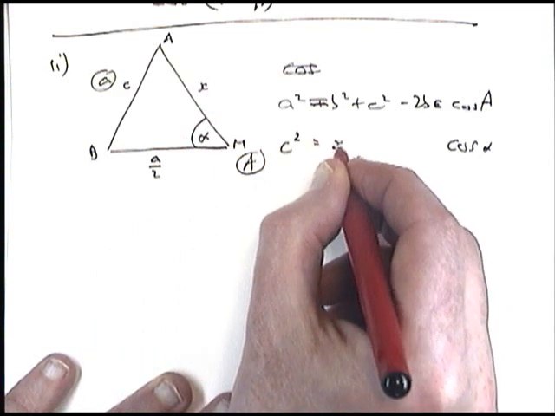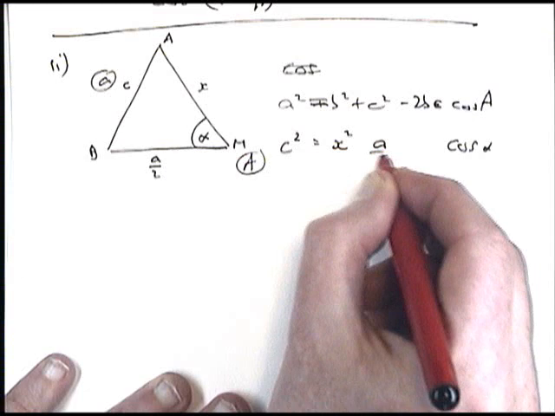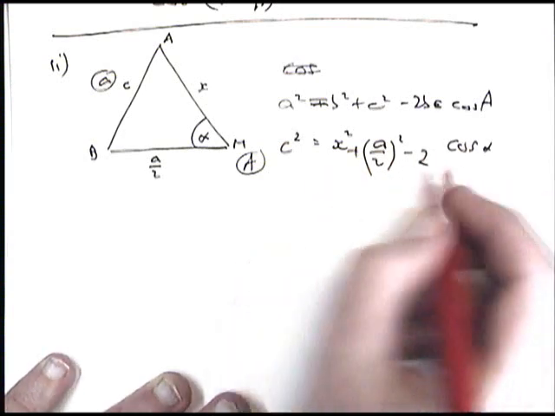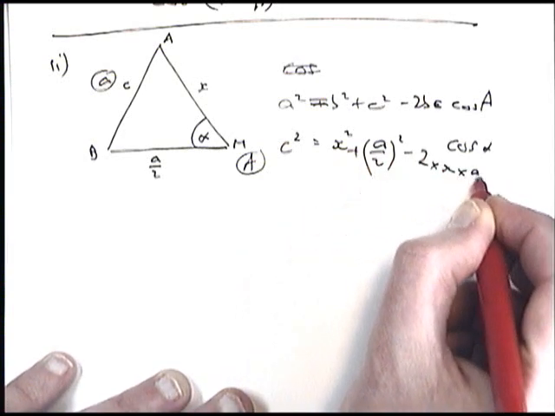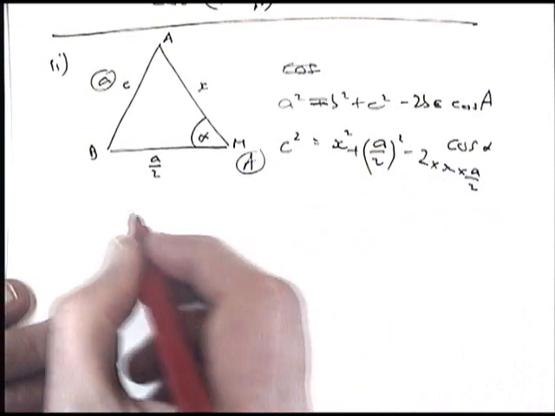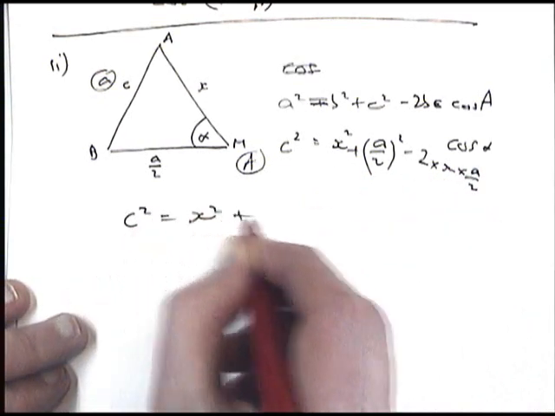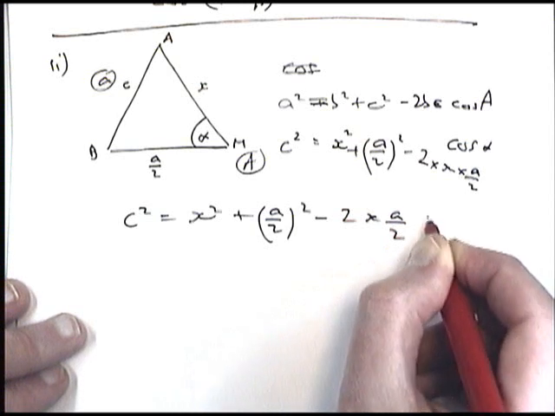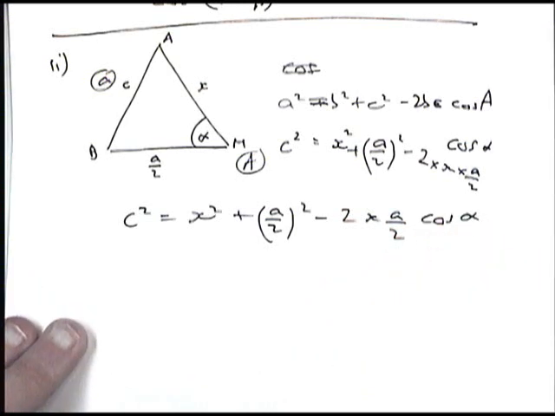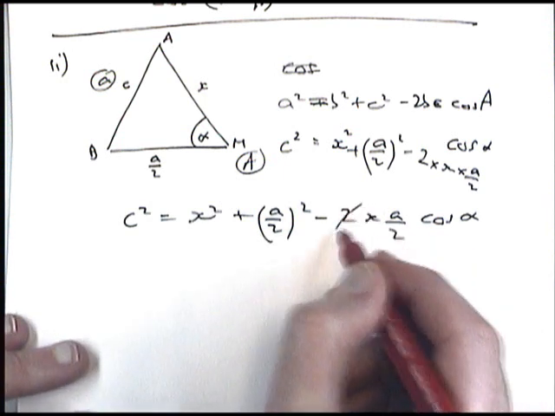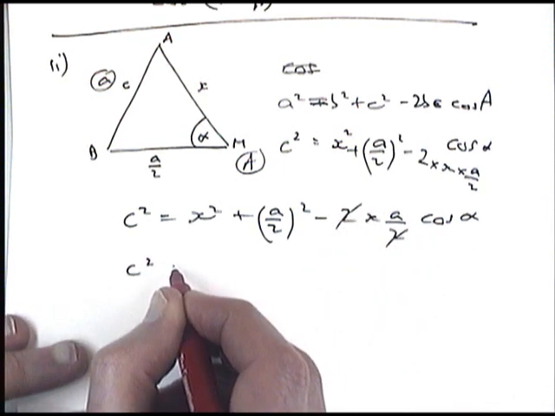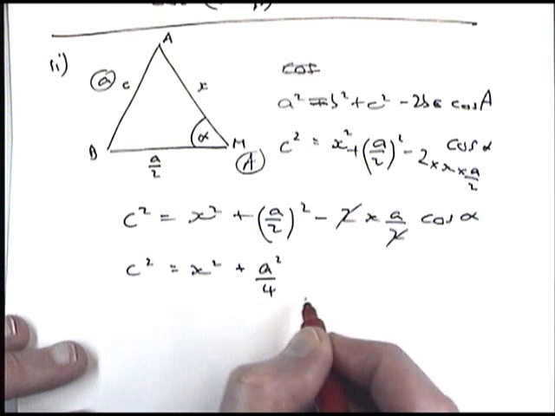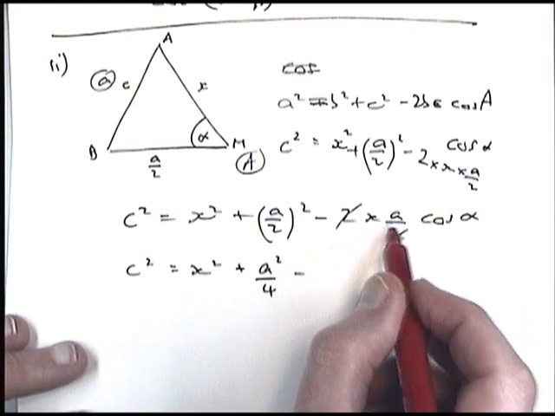Doesn't matter which way round you put them. The x, the other side is squared, and the a over 2. That one will be squared as well, added together. And over here I've got to squeeze in a 2 times by that one times by that one. And the cos alpha is still there. So I'm going to rewrite that. So I've got c squared is x squared plus a over 2 all squared minus 2 lots of x and a over 2 cos alpha. And now I've got to rearrange this to get cos alpha. Those 2's cancel out. So I've got now c squared is x squared plus a squared over 2 squared, which is 4. And here I've got take away xa cos alpha.